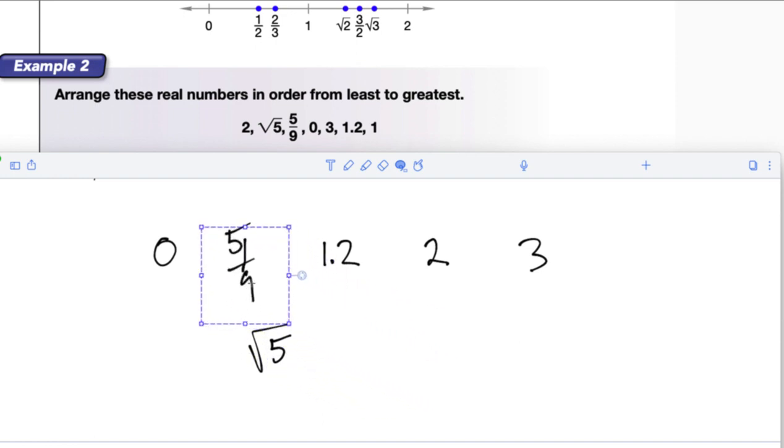I know it's less than 1. 1 would be 9/9. So I'm going to put 5/9 here, and I'm going to feel pretty confident about that.